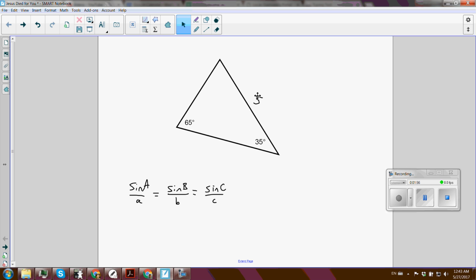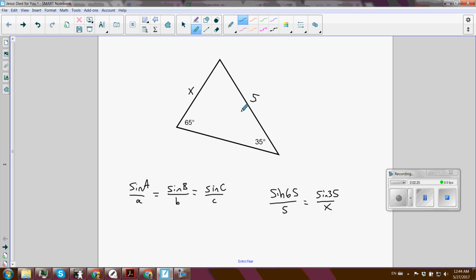So let's put it back up here. In this case, we know that the sine of 65 over 5 is the same as, oh, and let's say we wanted to figure out this side length right here, x. That would be the same as the sine of 35 over x. And you cross multiply and solve algebraically for x. It's a piece of cake.